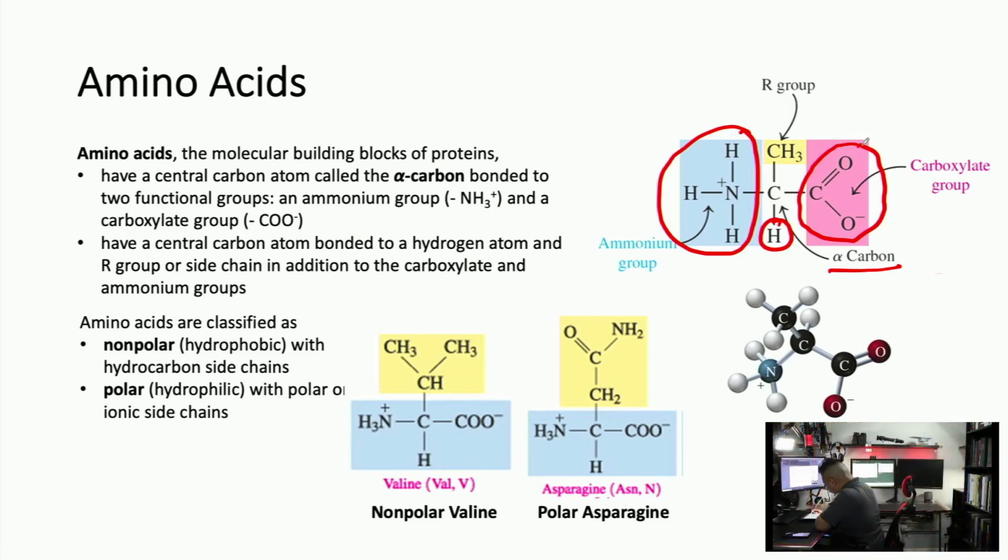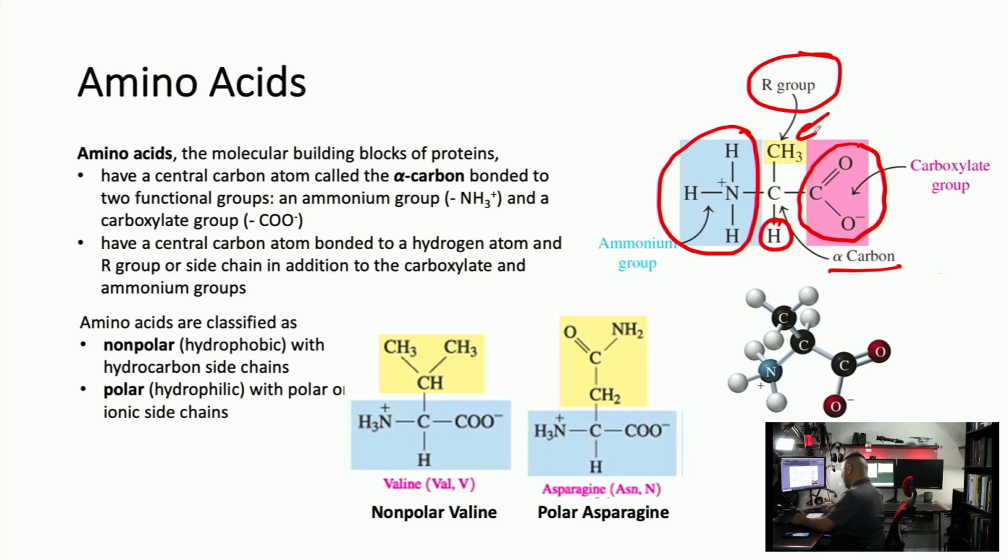And then last but not least, because there are 4 bonds to carbon, we have the R group. And remember what I said an R group was? It's the rest of the molecule, right? So for this particular amino acid here, the R group is a methyl group. So that yellow part right there, that methyl group, is the R group.